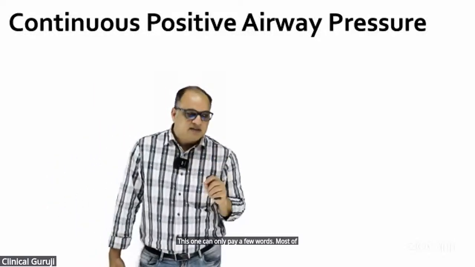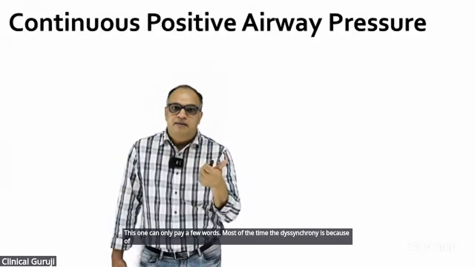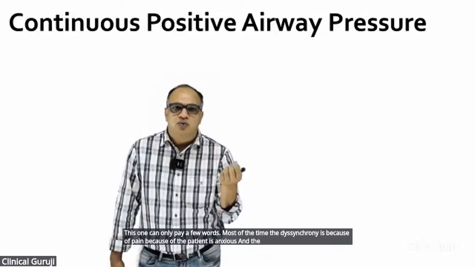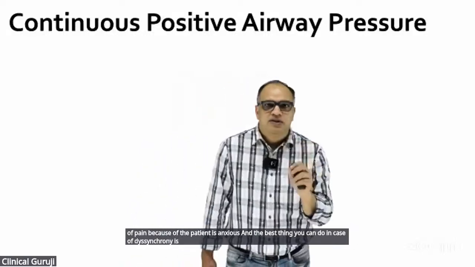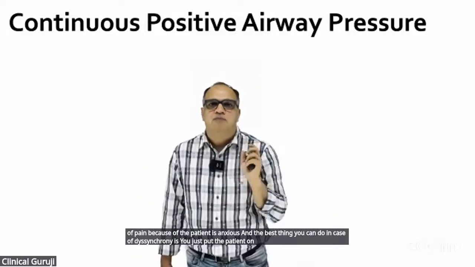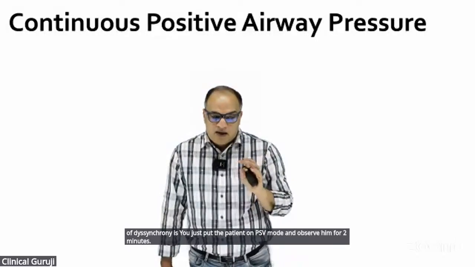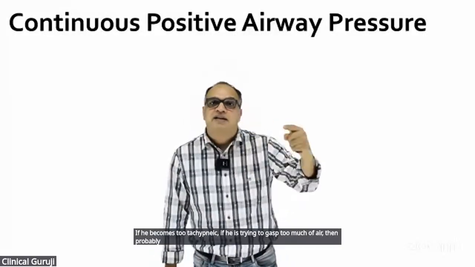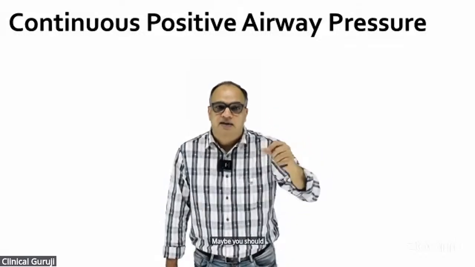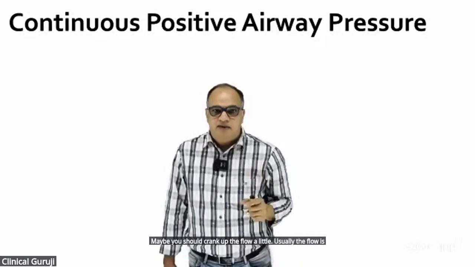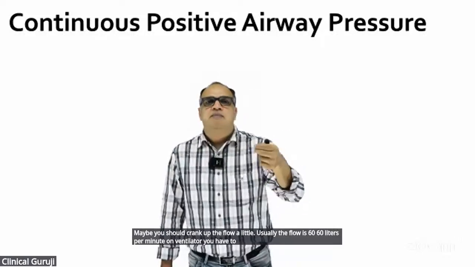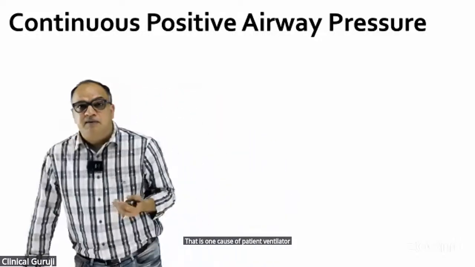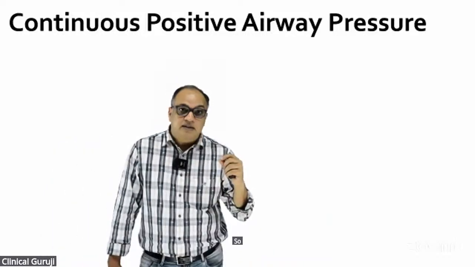Most of the time the dyssynchrony is because of pain, because the patient is anxious, and the best thing you can do in case of dyssynchrony is you just put the patient on PSV mode and observe him for 2 minutes. If he becomes too tachypneic, if he is trying to gasp too much air, then probably your flow settings are less. Maybe you should crank up the flow a little. Usually the flow is 60 liters per minute on ventilator. You have to increase it to maybe 70 or 80 or something. That is one cause of patient ventilator dyssynchrony, that the patient is air hungry. So you have to increase the flow.